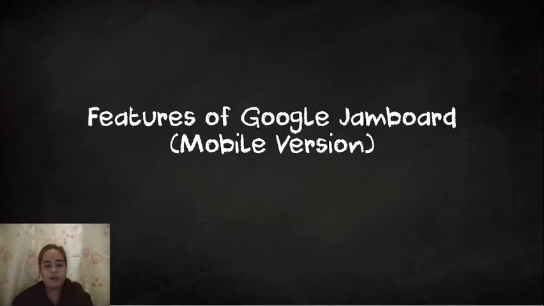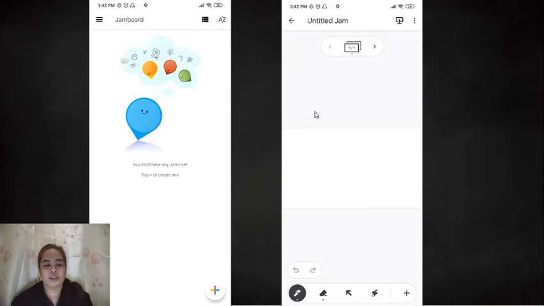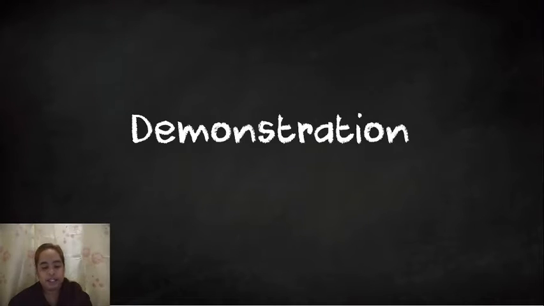So what are the features of the Google Jamboard mobile version? I also have the mobile version downloaded on my phone, and it looks like this. In this part, this is where the students will see the jams that you share with them, and this one is an untitled jam. There is a feature in the mobile version that allows them to convert their scribbles into actual text. If their phones have a stylus, then it will be easier for them to write, of course. Now let's have the demonstration of Google Jamboard.